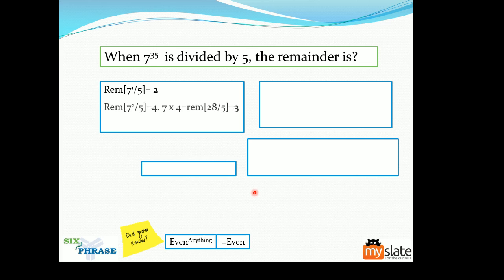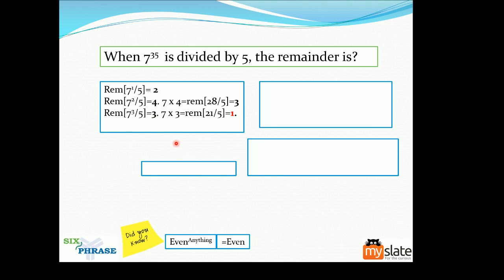Next, you do the remainder of 7 square divided by 5. 7 square is 49, right? 49 divided by 5, the remainder is 4. So that is why you have 4 here. Now the next one, 7 cube divided by 5. Guys, this is where it gets tricky, or difficult. Some of you might know 7 cube is 343, but not everybody knows it. 343 divided by 5, you will get 3 as the remainder.